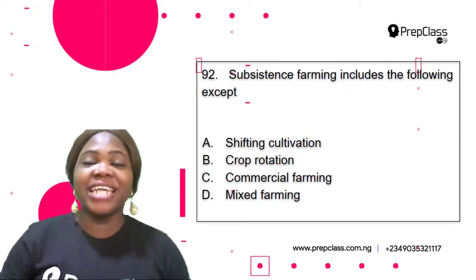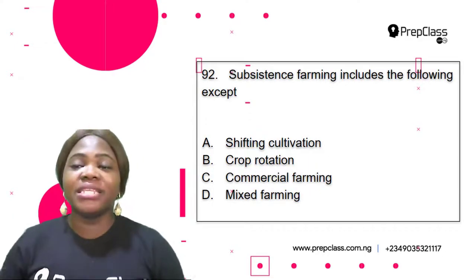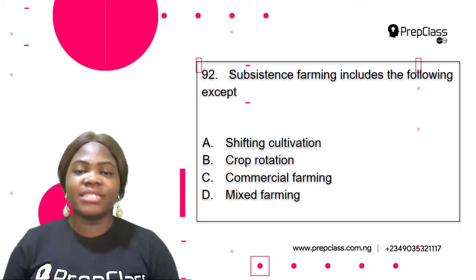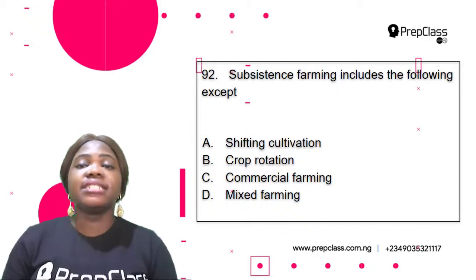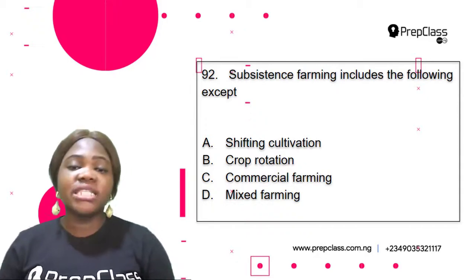Check. Question 92. Subsistence farming includes the following except A. Shifting cultivation. B. Crop rotation. C. Commercial farming. D. Mixed farming.